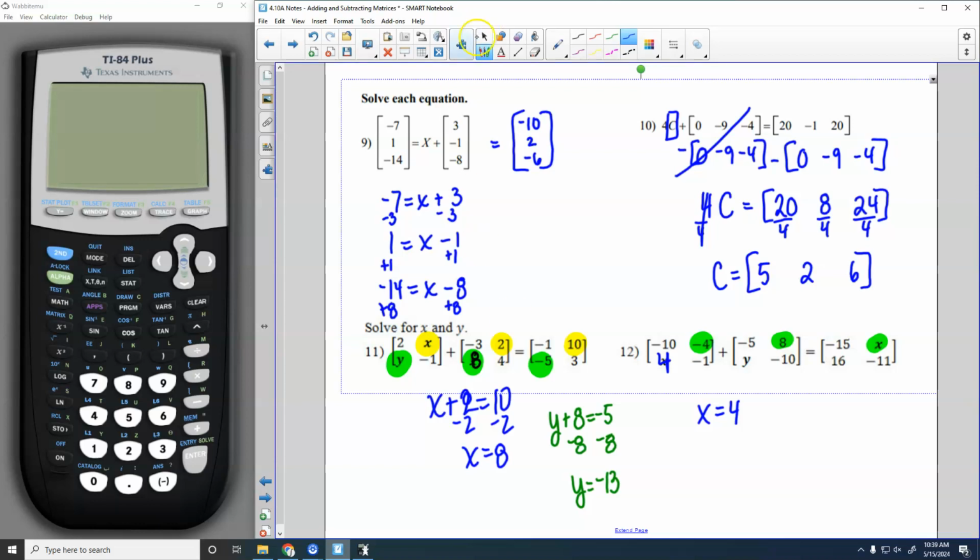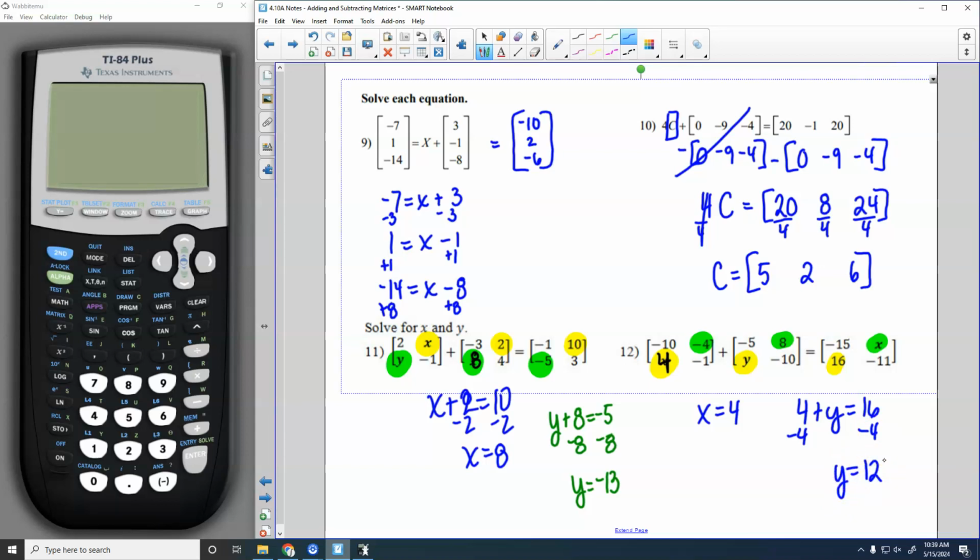And so here we are going to have 4 plus y equals 16. And what's that going to give us? 12. Yeah, so because we got 4 plus y equals 16, we'll subtract 4, and y will equal 12.